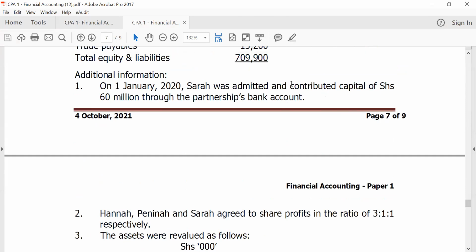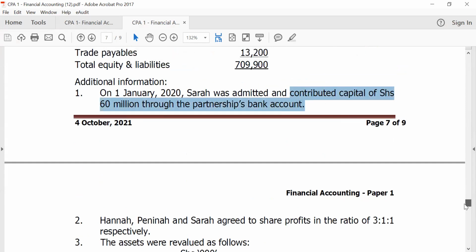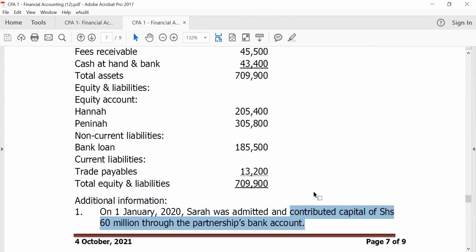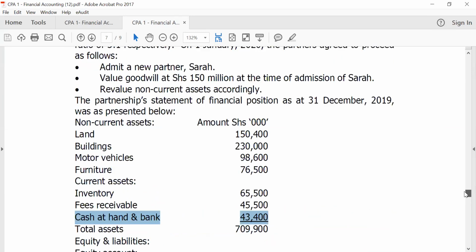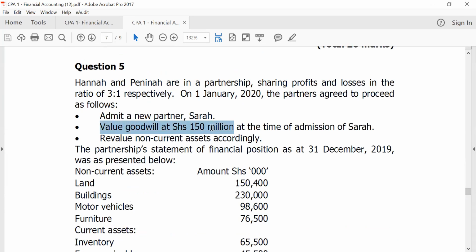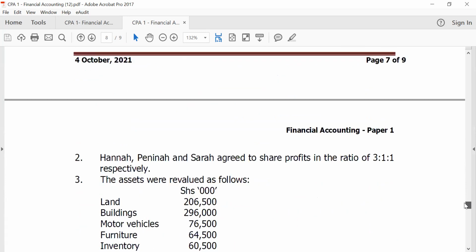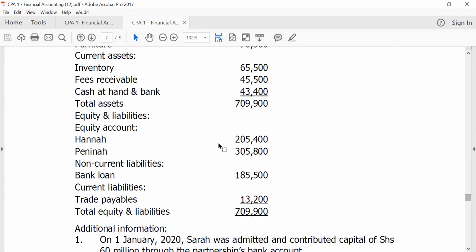Remember, this one contributed 60 million. So does it affect your cash and bank? That is something that you look at. If it affects your cash and bank, you go and adjust it, because the 60 million is added to the 43 million. So your cash and bank will be adjusted by the contribution of the partners. Now this goodwill, they are just valuing goodwill of 150 million, but in reality, it doesn't mean that this is money or cash coming through. It's just a valuation. So that one doesn't affect your cash and bank.